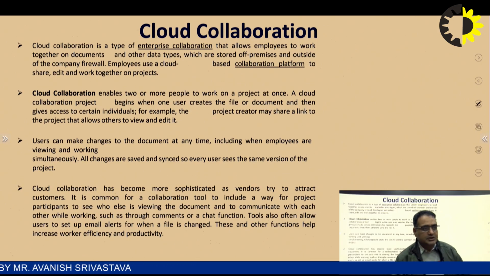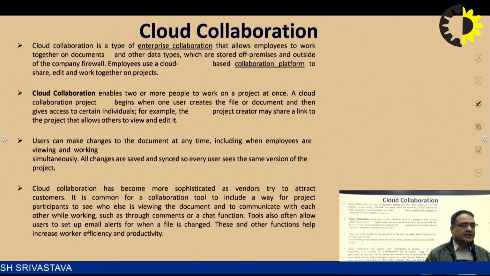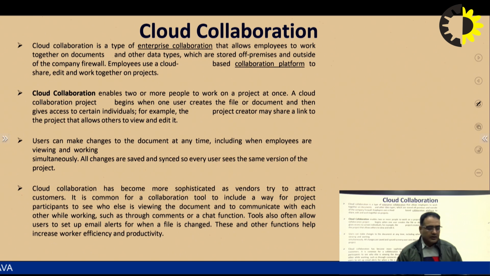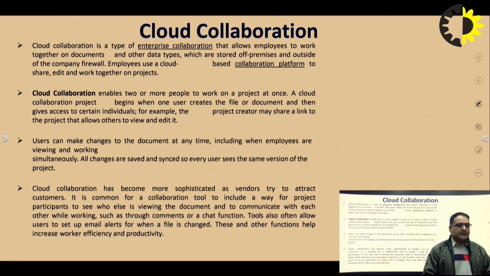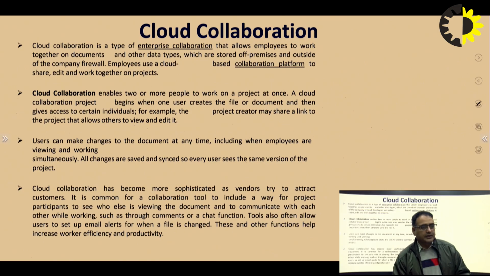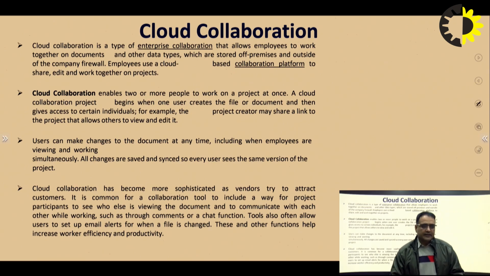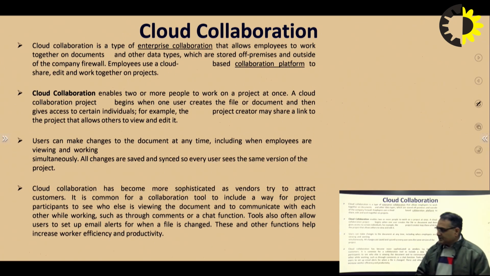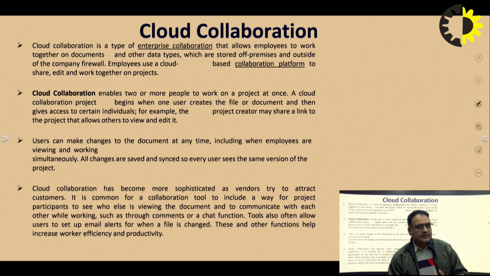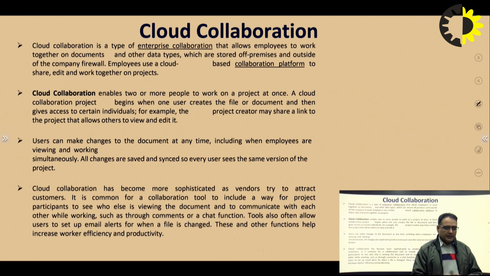Cloud collaboration enables two or more people to work on a project at once. A cloud collaborative project begins when one user creates the files or documents and then gives access to certain individuals. For example, the project creator may share a link to the project that allows others to view and edit. It is a very good application. We use it in an environment in which multiple members are involved in a project and all the members are sitting in different locations around the globe.